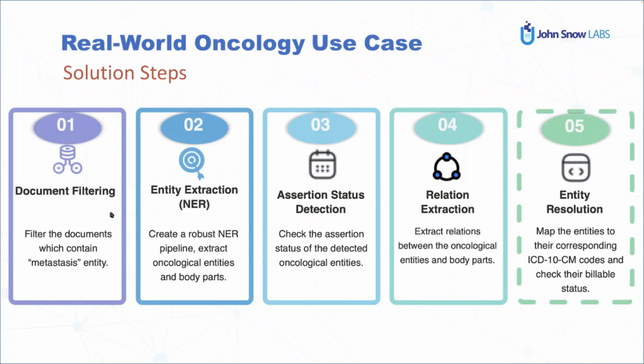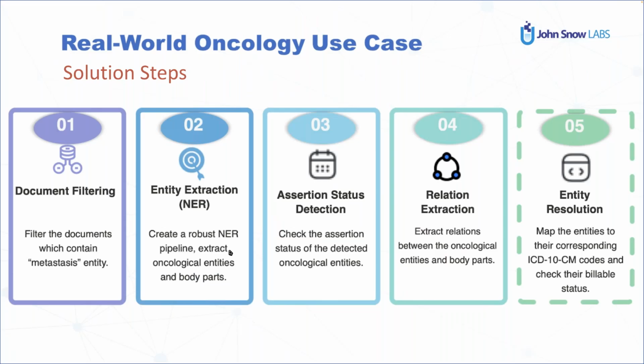First of all, we may have thousands of oncological clinical notes, right? And we want to find where the metastasis spreads to. So first of all, we need to filter the documents which mention metastasis, right? And after the metastasis filtering, we will check the oncological entities and also the body parts. So we will use NER models for this.